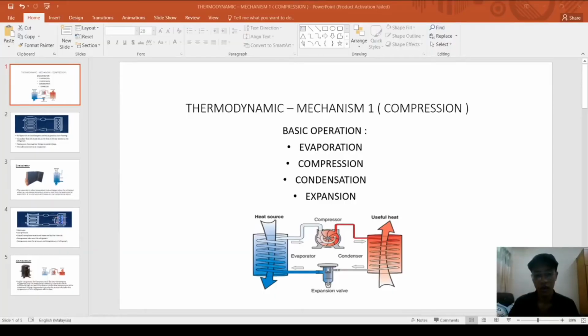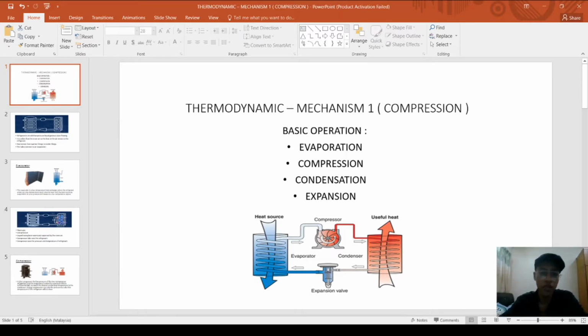Assalamualaikum warahmatullahi wabarakatuh. My name is MOHAMAD Nazran HAKIMI bin SAHAR, and today I'm going to talk about mechanism 1 of the heat pump. My part is compression, so let's go.